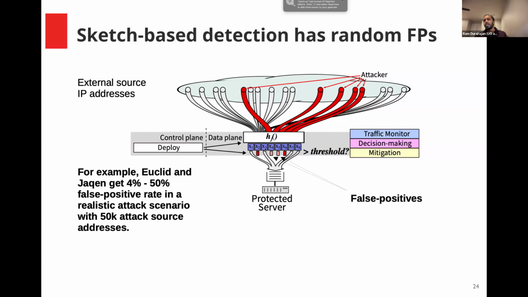But the key thing with sketches is that they're going to have so many false positives, right? Sometimes your benign traffic is affected so much. We studied a bunch of sketches, and two examples here: we looked at Euclid, and another one is the recent state-of-the-art JCON, where we see anywhere between 4 to 50% false positive rate for realistic attack scenarios. And we emulated about 50K attack sources in our experiments. And this number is actually jarring. So we cannot just deploy any of these sketch-based techniques, which is at odds with our first requirement that attack signature detection has to be accurate, and sketches are not.